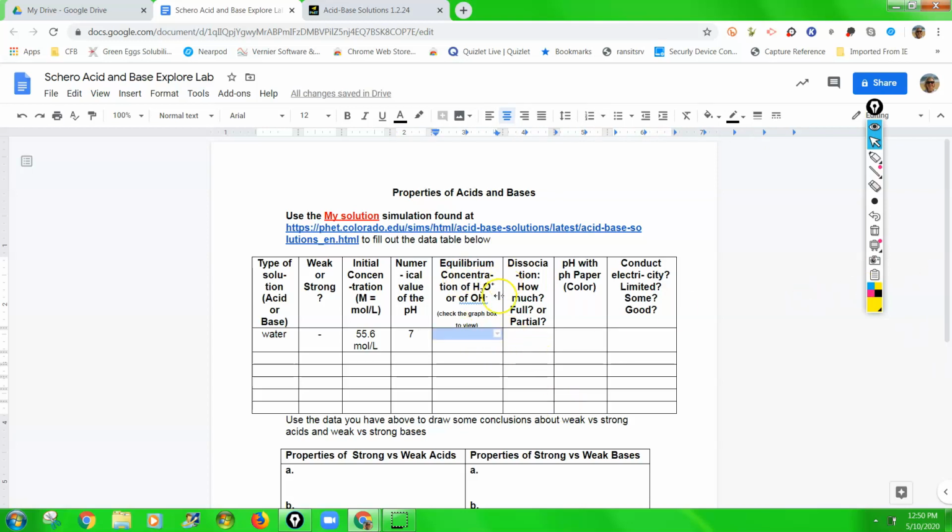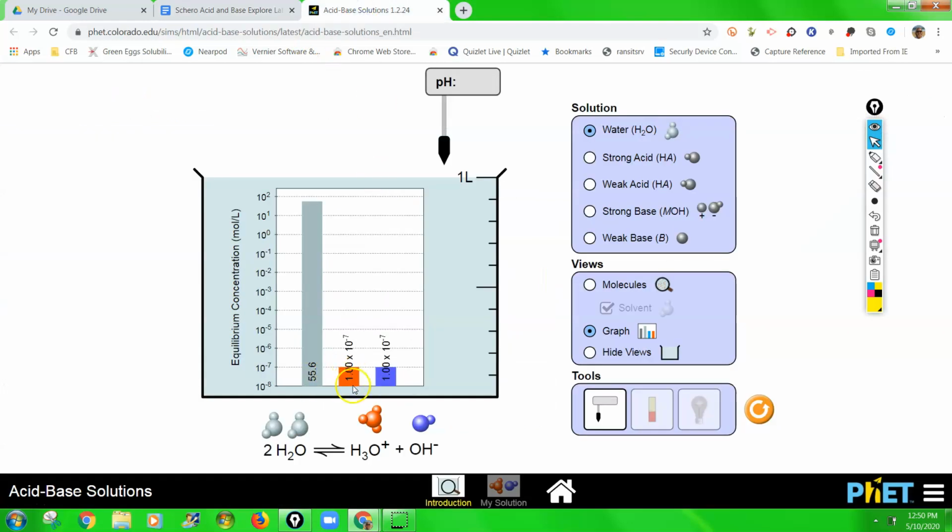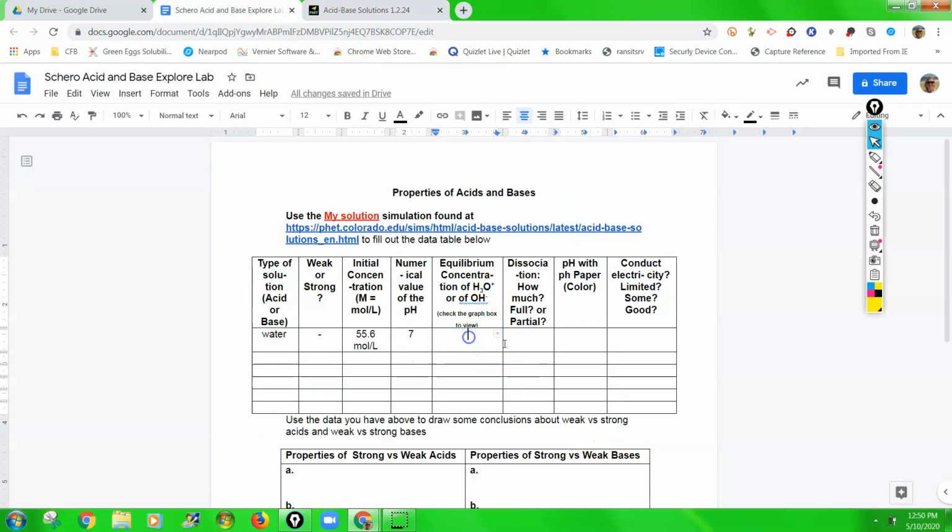Equilibrium concentration of the hydronium and the hydroxide. So I can see what that is. In this case, they are both 1.00 times 10 to the negative 7. So I would type that in, 1.00 times 10, and I'm going to use my control and period to go up, and I'm going to type in negative 7, and then I could use control and period back down again to get regular size. And I would repeat it again. So you're going to type that in twice.